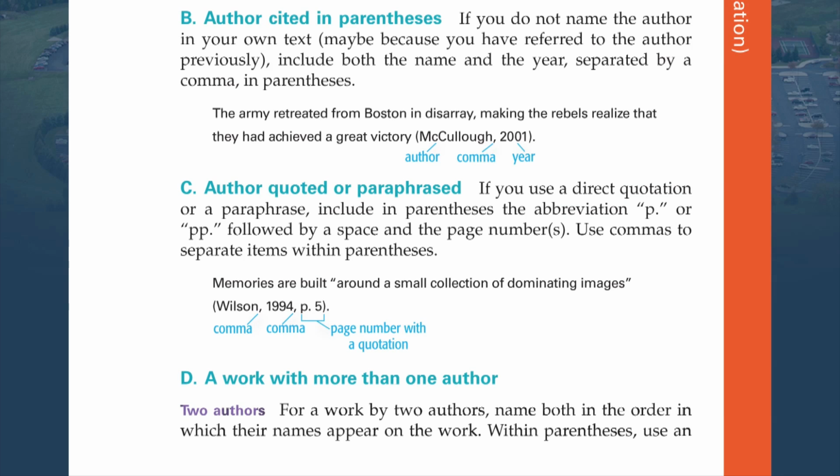The letter C is any time that an author is quoted or paraphrased and there's a known page number for it. So in this case, with the memories are built sentence, we don't know who the author is, we don't know what the date of the material is, and we don't know the page number. Therefore, in your parentheses at the end of that sentence, you would put the author's last name, comma, the date, comma, and then the pagination. In this case, P, period, space, and the page number it came from.